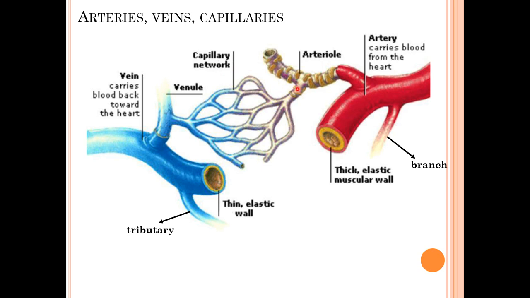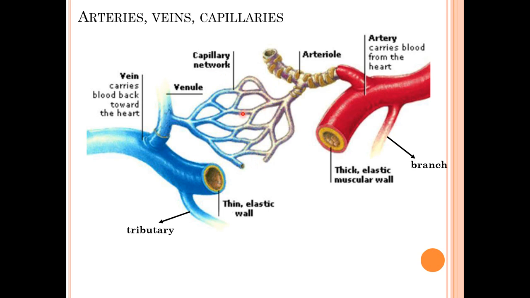At the end of the arterioles, at the level of the tissue, they will break up into a capillary network, which is the second type of vessels. The capillaries are the tiny blood vessels. Capillaries are microscopic vessels. They cannot be seen by the naked eye because their diameter is only 7 to 9 micrometer. A micrometer is one thousandth of a millimeter, so these cannot be seen by the naked eye.